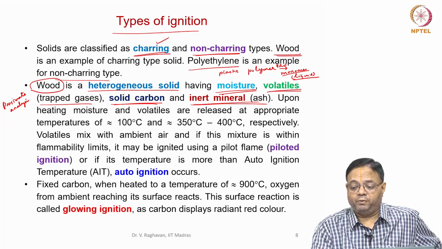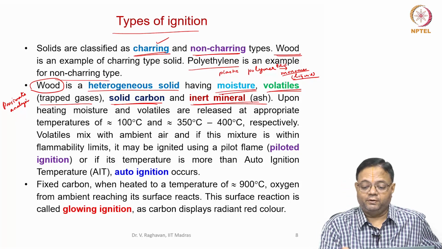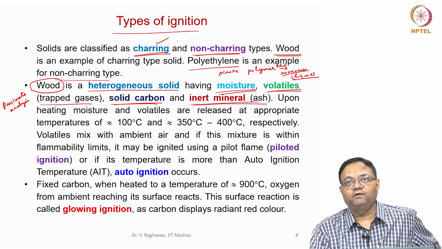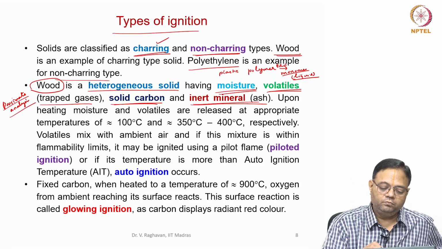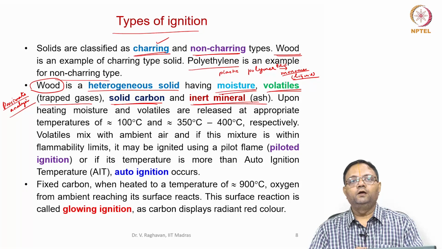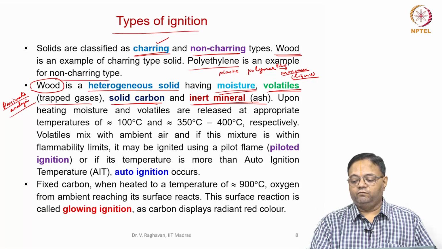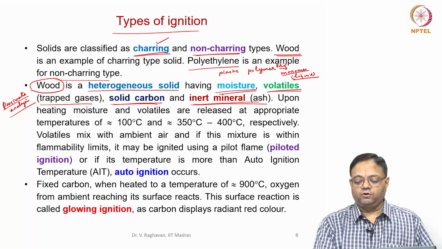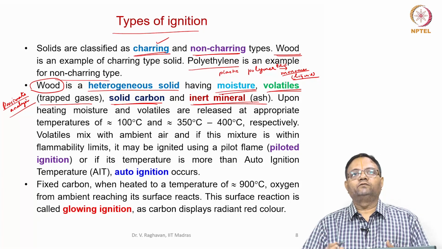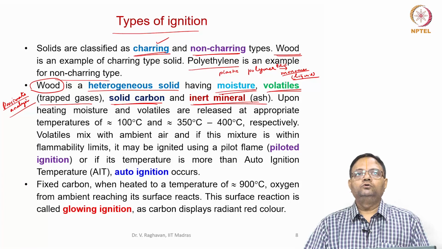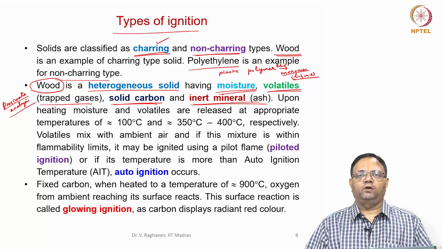So, the percentage of moisture, percentage of volatile, percentage of solid carbon and percentage of ash on a mass basis can be determined from the proximate analysis. Now, since it has liquid water, volatiles, carbon and ash, solid, liquid and gas, everything is there. So, wood is heterogeneous and it is called solid because it is in a solid form basically.